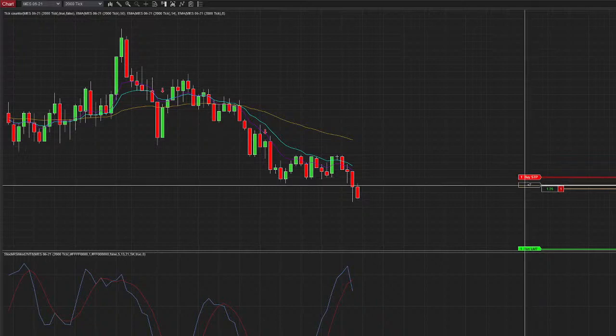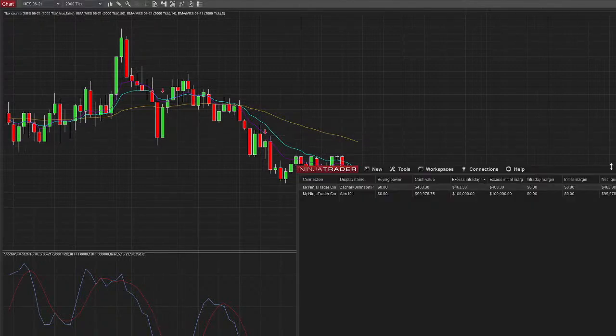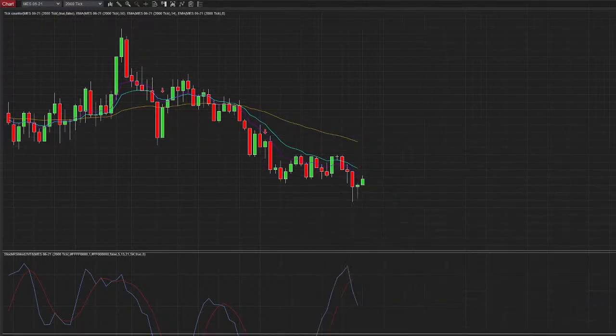All right, so we just got a scalp of 5. And then we got stopped out on the runner, which is fine. So we made like $4 or $5.